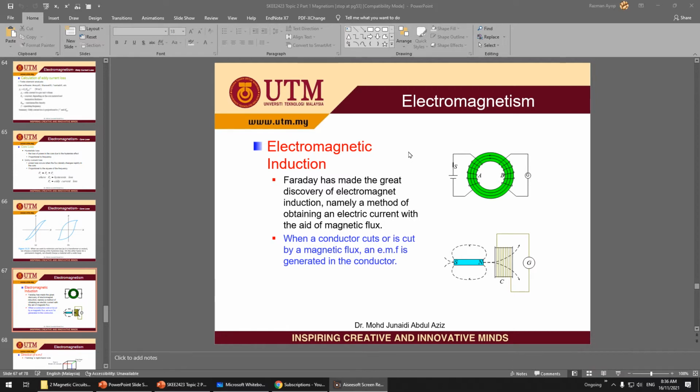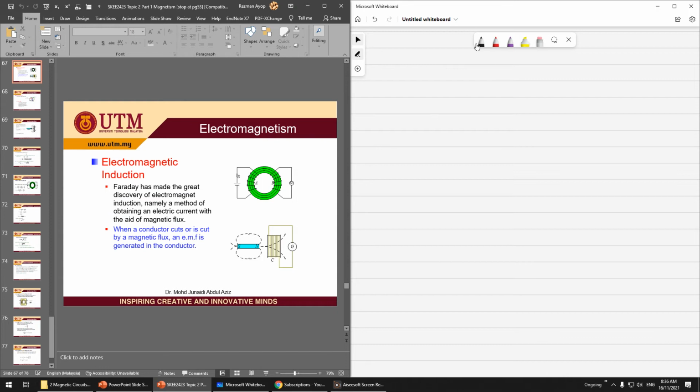We continue with electromagnetic induction. Faraday made a great discovery on electromagnetic induction, namely the method of conducting electric current with the aid of flux. This means you have a magnetic flux, and from this magnetic flux you produce a current. So basically it goes from magnetic to electrical: the conductor cuts the magnetic flux and EMF is generated in the conductor.